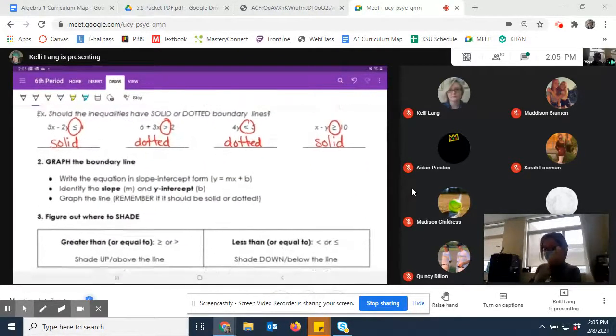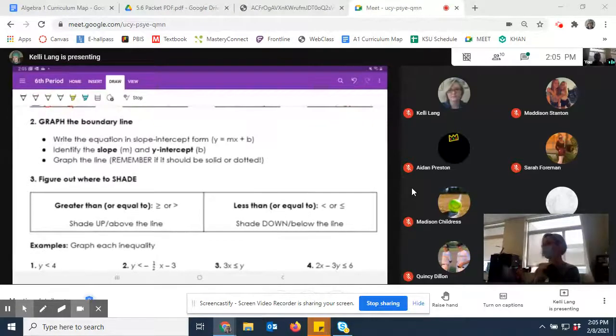All right, so after we figured out whether our line's going to be solid or dotted, we actually have to draw the line. So you guys know how to do this. We've been doing it for weeks now. You get your equation in the form y equals mx plus b, which means y is by itself on the left. You find your m, you find your b, and then you draw your line. You just have to remember whether your line is solid or dotted when you draw it, but that's about it.